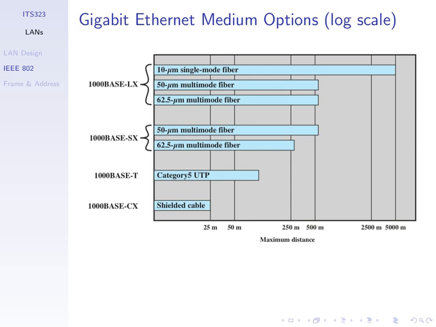So in fact, not just used for LANs anymore. A 5 kilometer local area network is not very common, but you can use gigabit Ethernet to connect buildings together, say across a city, or up to several kilometers.